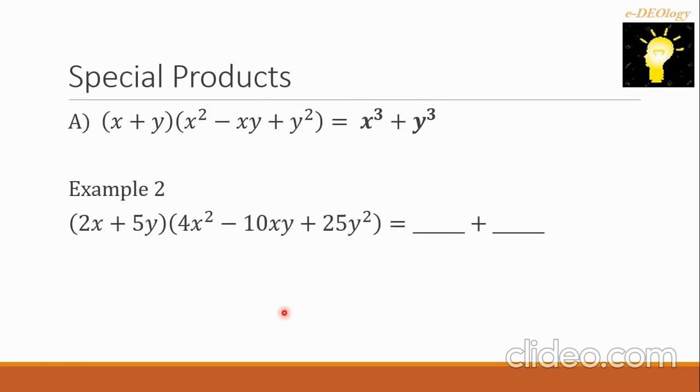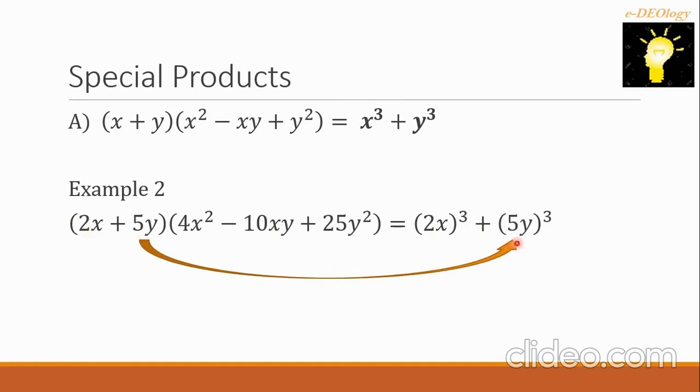So what we'll do now, we'll go to that same problem, and then we'll put the equal sign. We will now put two blanks to represent the two terms of the special product. Let's begin with the first blank. I will copy the 2x, and I will put the power 3. And then plus. For the second blank, the 5y is copied here, and then power 3. We will simplify further. The 2x raised to 3 is equal to 8x cubed, and the 5y raised to 3 is 125y cubed. So this is our final answer.